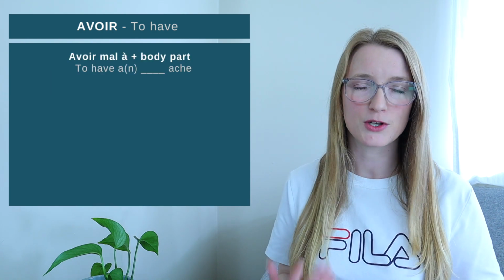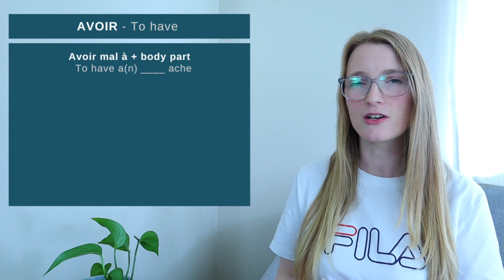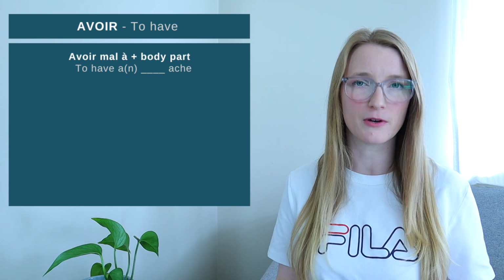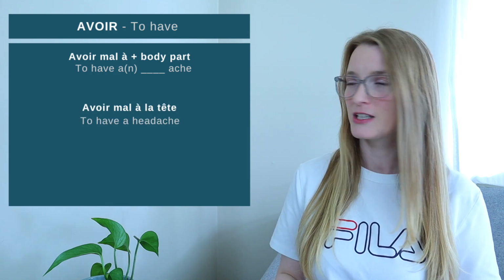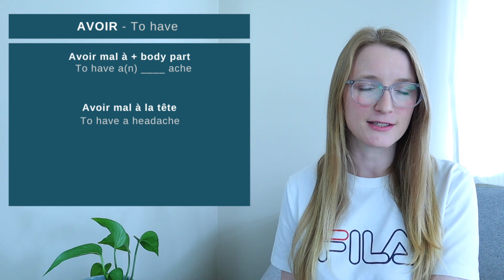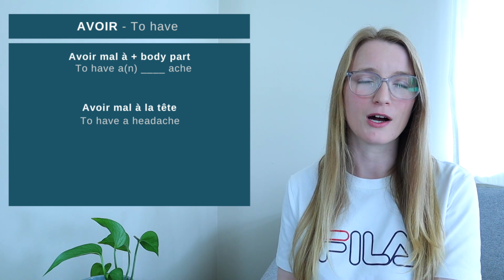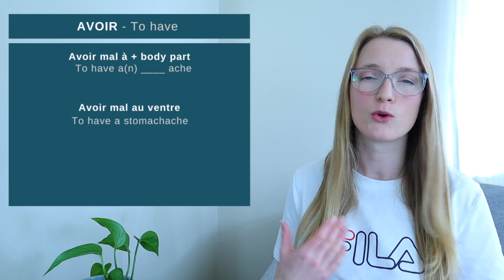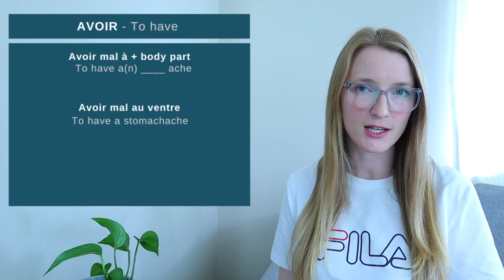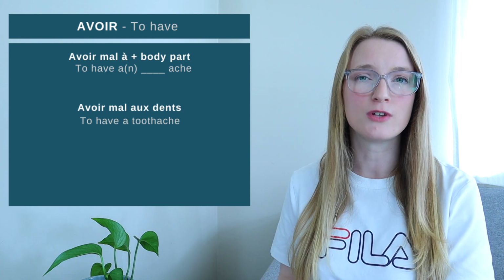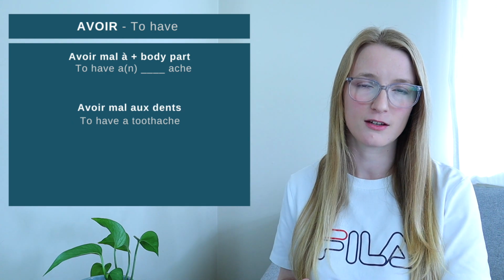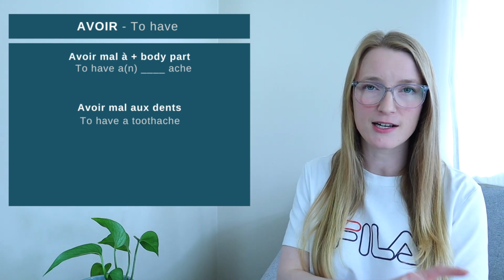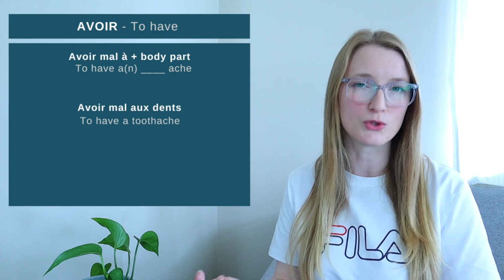Now, if you want to say that you have pain somewhere, we are going to use avoir mal à plus body parts. Let's see a few. Avoir mal à la tête. To have a headache. Avoir mal au ventre. To have a stomachache. Avoir mal aux dents. To have a toothache. So you see, we use it the same way, it's just that the ache for us is the mal, and then mal aux dents, okay?